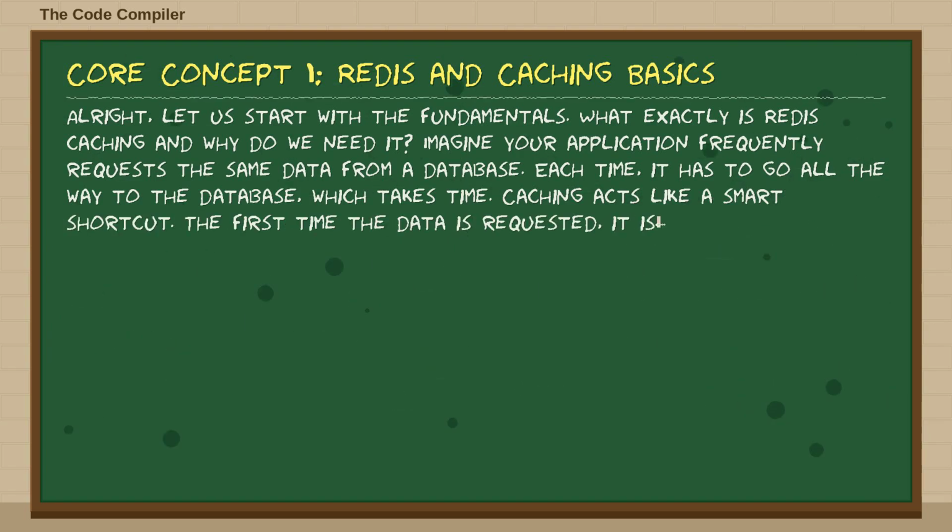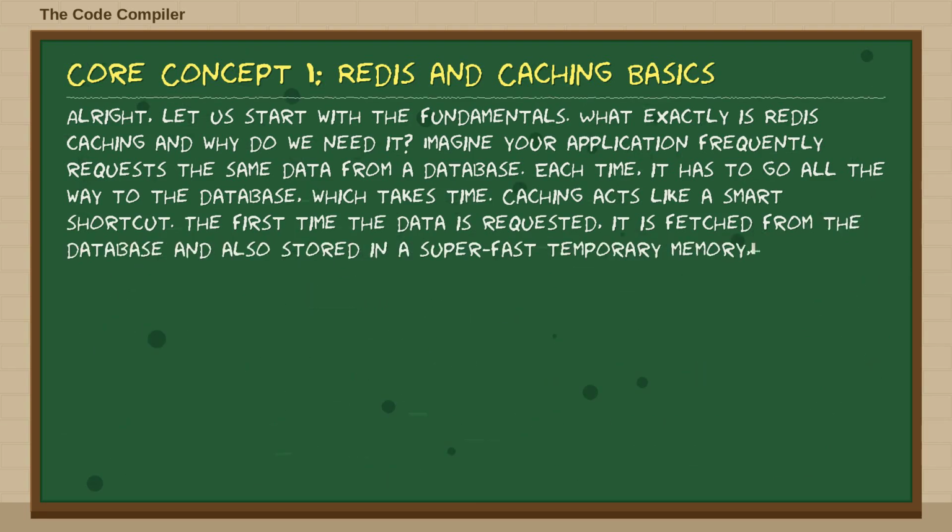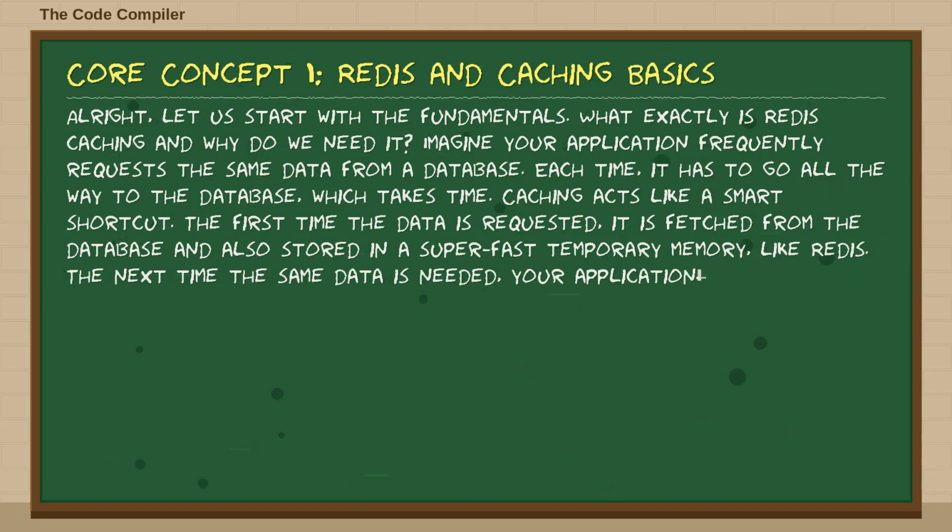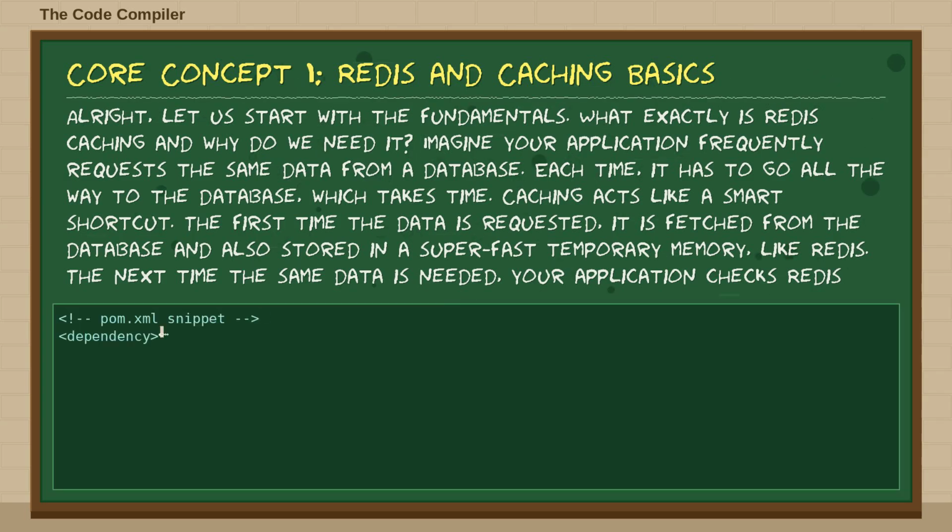The first time the data is requested, it is fetched from the database and also stored in a superfast temporary memory, like Redis. The next time the same data is needed, your application checks Redis first. If the data is there, it is returned instantly, avoiding the slow database trip. This significantly reduces latency and database load. Redis is excellent for this because it stores data in memory, making access extremely fast.